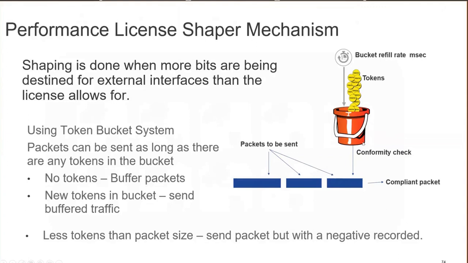It's similar to the QoS mechanism as well, token bucket. But the difference is if there are fewer tokens than the packet size, in the normal QoS we won't send the packet, but here we'll send the packet with a negative record.